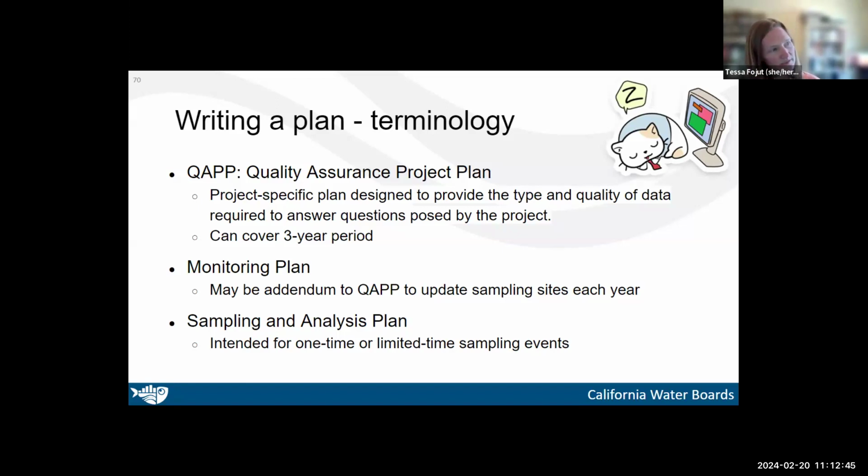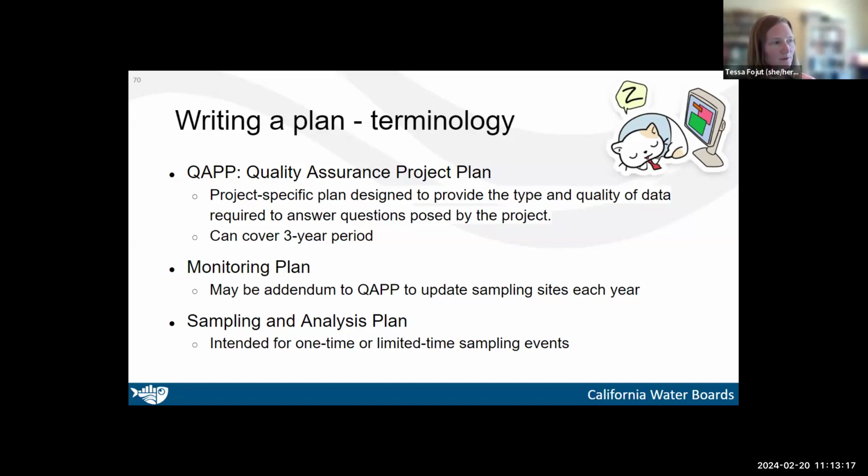So that is a project-specific plan designed to provide the type and quality of data required to answer questions posed by the project. But really, it's just, you want to document all the things you're doing, like why are you doing it and how are you doing it to get to the answer you want. QAPs typically can cover a 3-year period, although I've seen different guidance throughout the years, if you do have a longer term project.